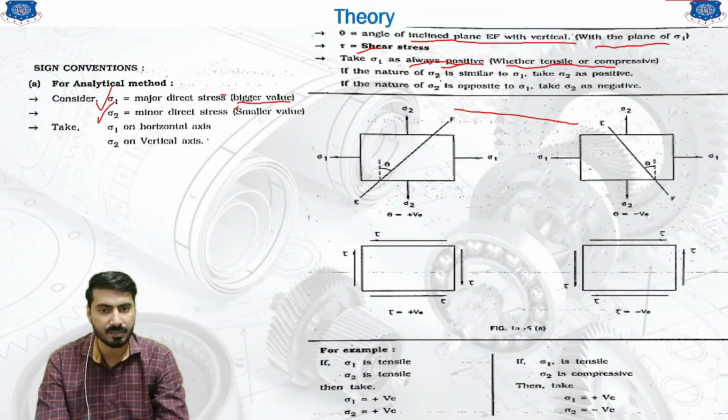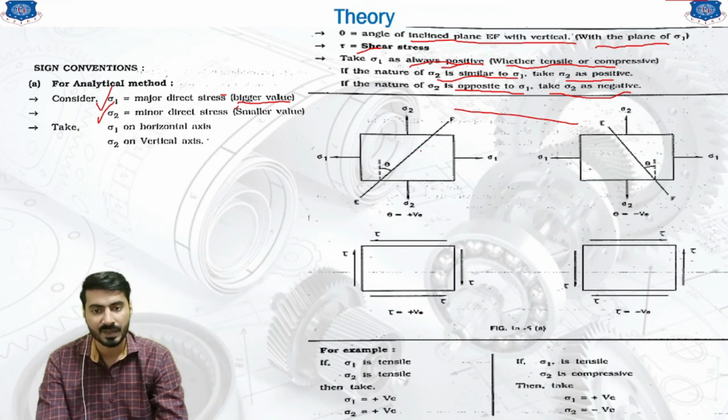After that, if sigma 2 is similar to sigma 1, then sigma 2 is also positive. But if sigma 2 is opposite to sigma 1, then sigma 2 is considered as negative. So this is the basic sign convention that you need. Now let's look at the angle sign convention. If we are measuring the angle in the clockwise direction, then it is considered as positive. If we are measuring the angle with the reference vertical line in an anti-clockwise direction, then it is considered as negative.